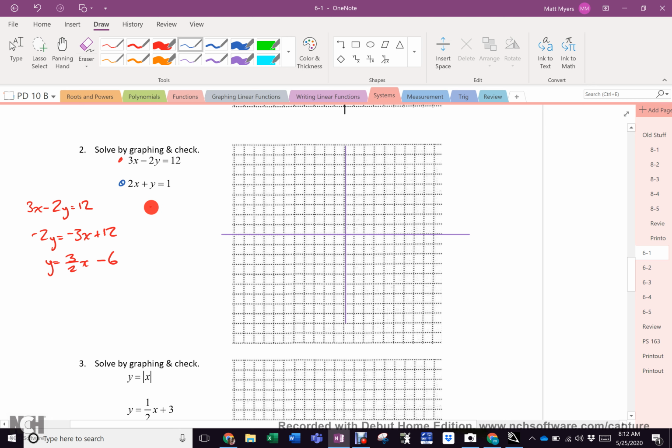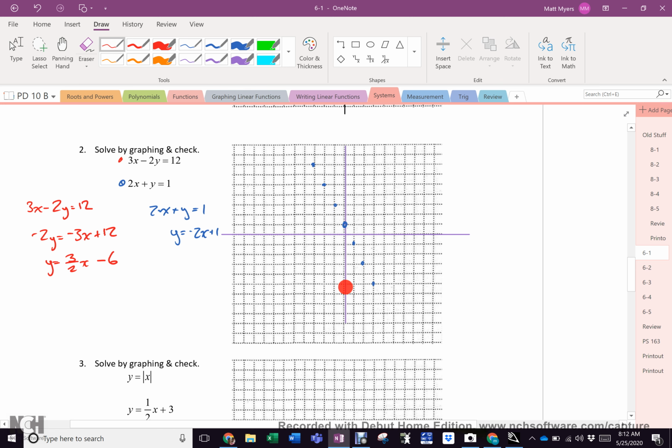Here's our second one. 2x plus y equals 1. Y equals negative 2x plus 1. And then I graph them. Plus 1, negative 2, down 2, right 1, down 2, right 1, down 2, right 1. Or up 2, left 1, up 2, left 1, up 2, left 1, and so on.